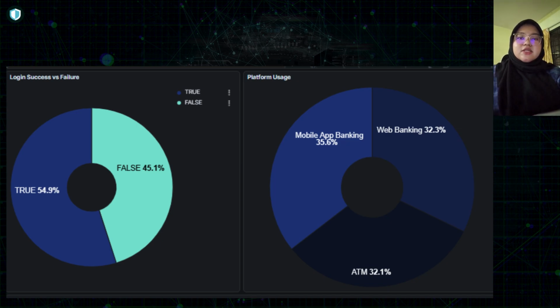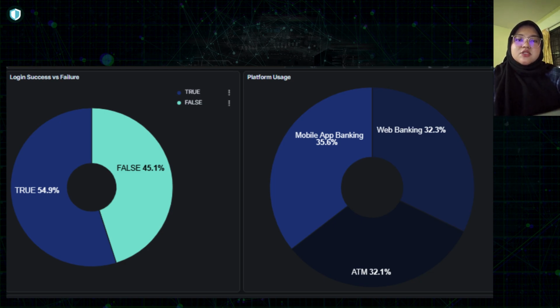The visualization highlights two key aspects: login success rates and platform usage. The login success versus failure chart shows that 54.9% of login attempts were successful, while 44.1% failed, indicating potential security measures effectively blocking unauthorized access or user-related issues, such as incorrect credentials.